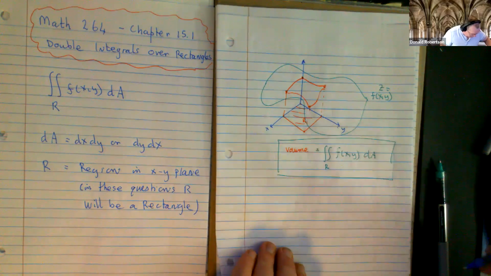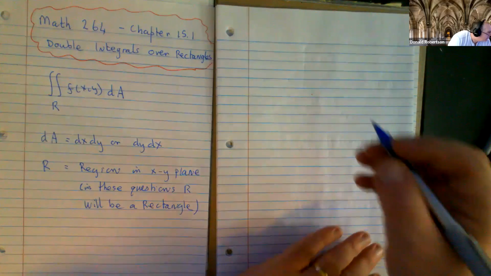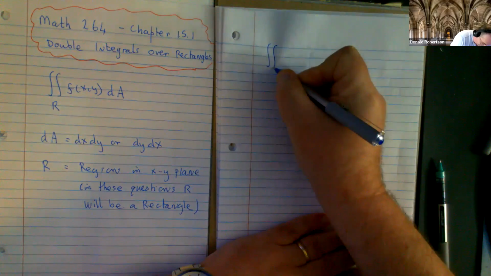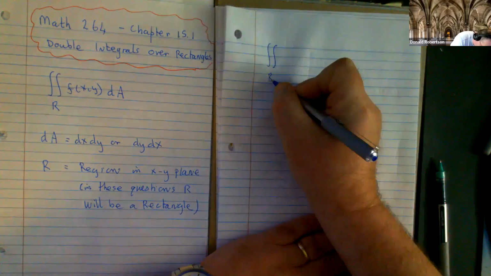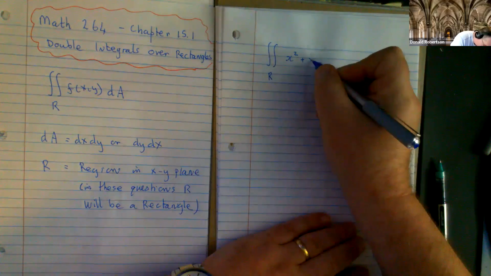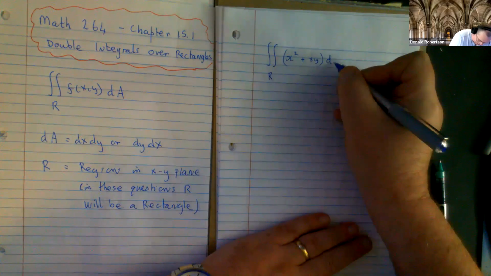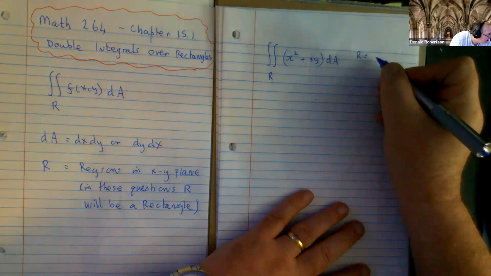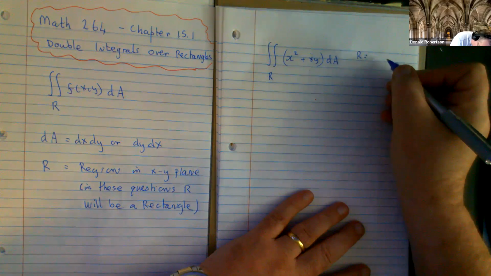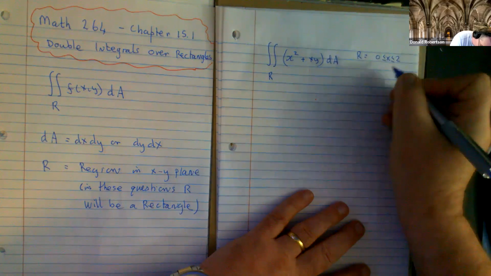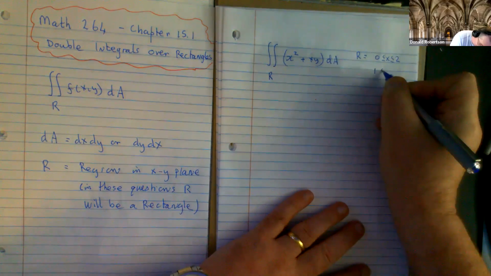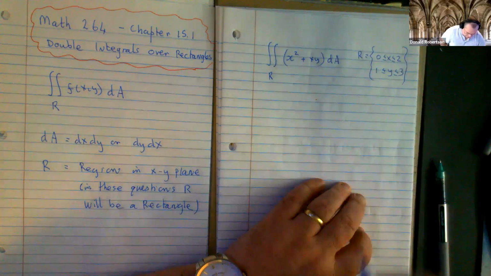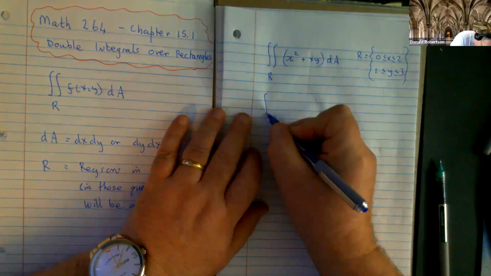Let's show you how it works then. Suppose I want to find the double integral over a region R of x squared plus xy, and I want to do dA. And R is described as x goes from 0 to 2 and y goes from 1 to 3, right? So this is region R. The double integral would look something like this.